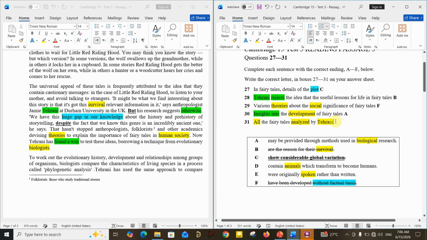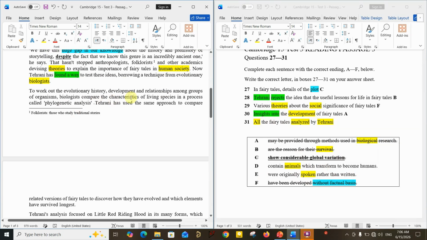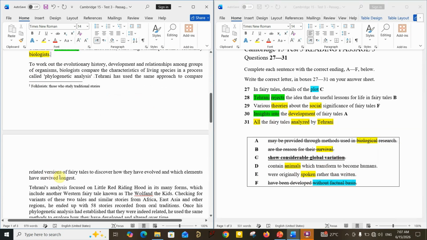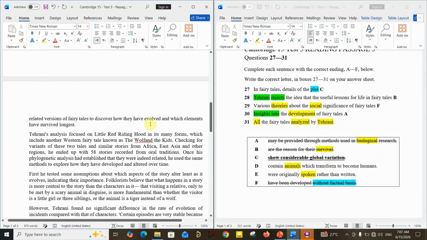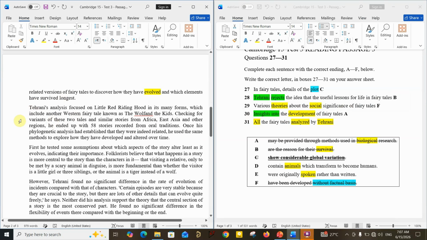All the fairy tales analyzed by Tehrani. So what is it about them? And again, this one is crossed out. We are left with these two. Animals, spoken rather than written. You see, all the fairy tales analyzed by Tehrani to work out the evolutionary history, development among groups of organisms, bodies compared. So Tehrani has used the same approach to compare related versions of fairy tales to discover how they have evolved and which elements evolve. Evolve is about the previous question, explaining development. So nothing there.